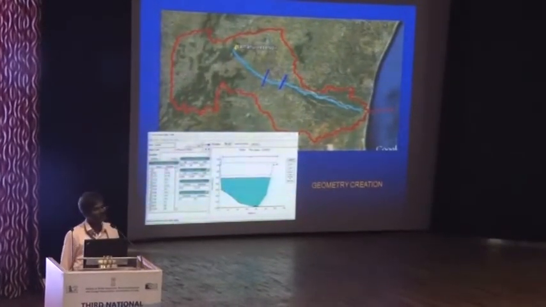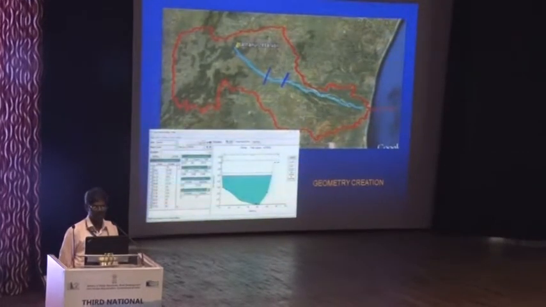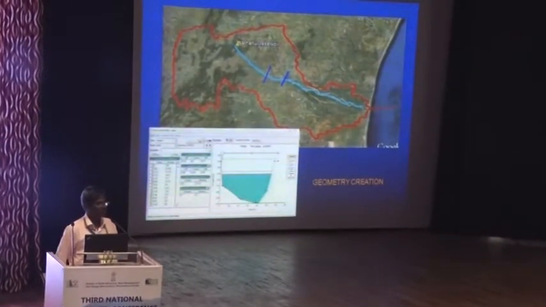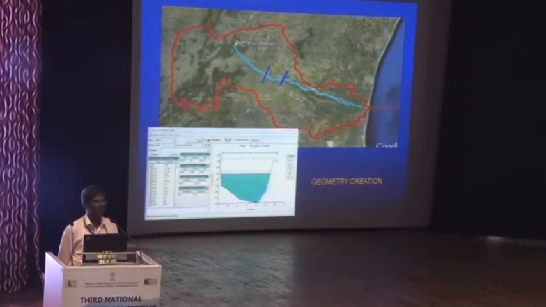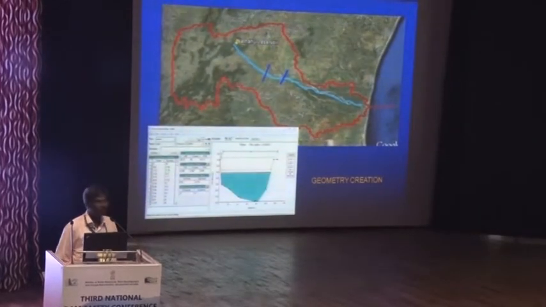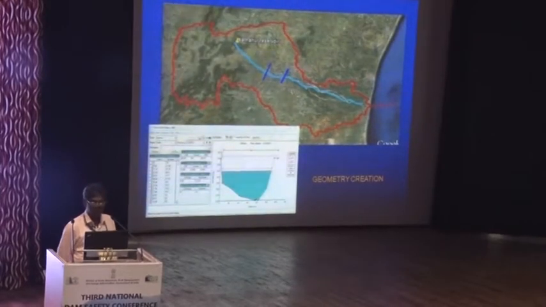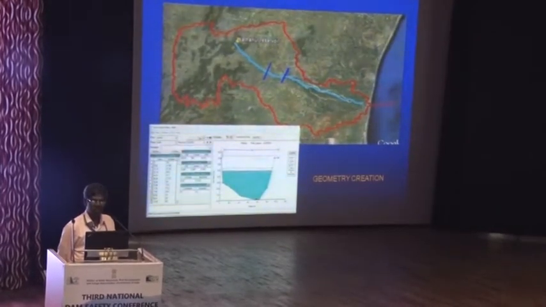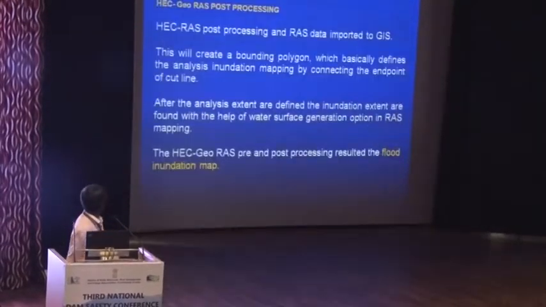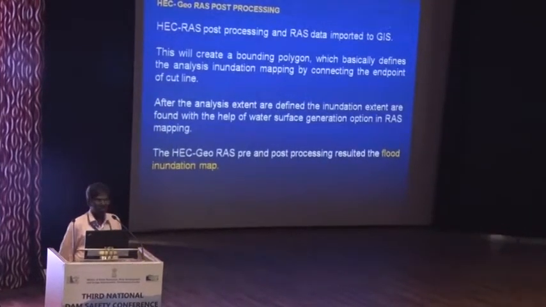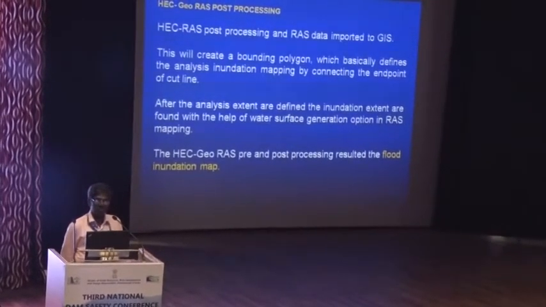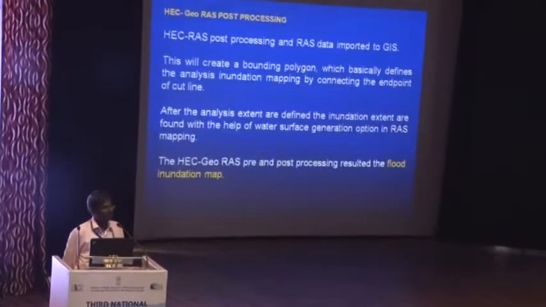The cut lines are also given directly into HEC-GeoRAS at a frequent interval, whatever interval we may need, like 100 meters or 50 meters, and width wise 1 kilometer or 2 kilometers, depending upon what is needed for the model. So this is how the model runs, and the post process will give the output of the model.